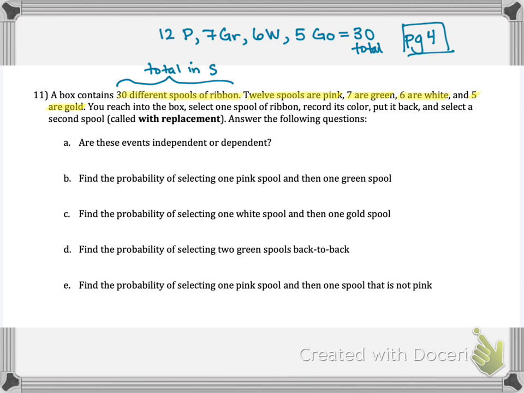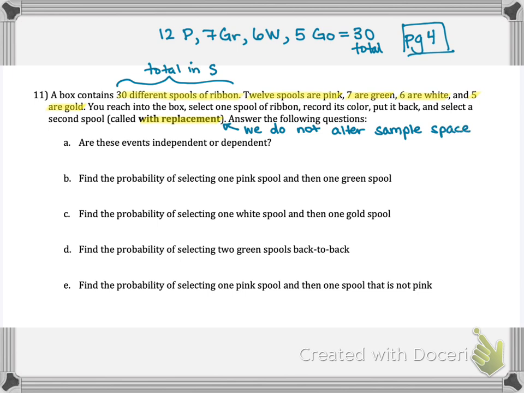Let's finish reading the question. Oh my goodness. It says, I reach into the box, select one spool of ribbon, record its color, put it back, and select a second spool. This is called with replacement. Okay, so let's just be clear. We reach into the box, we take a spool of ribbon, we look at it, we write the color down, and we put it right back in the box. We do not alter the sample space. I just want to be clear here.